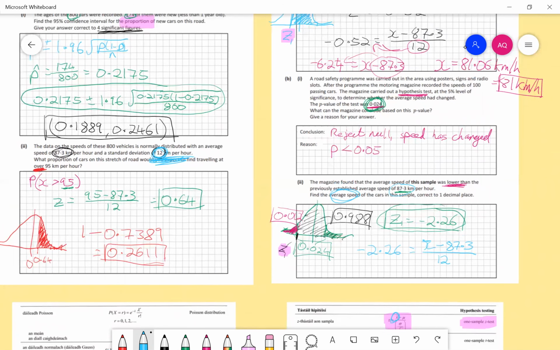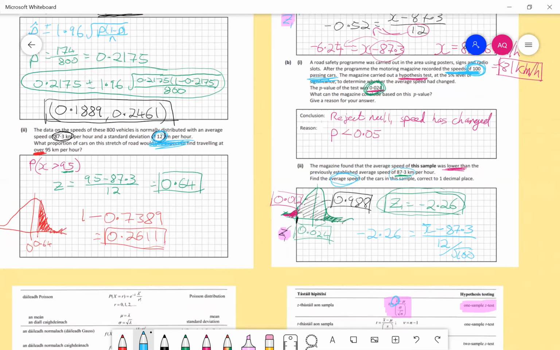And then our n is going to be how many were in the sample. So I think they told us this already, did they? So if I look up here, speeds of 100 passing cars. Okay, so that is the 100 up there, the amount in the sample. So that's over root 100. Now, looks a little bit messy, fractions within fractions. Root 100 is just 10 though. That's not too bad. 12 over root 100 is the same as 12 over 10, which is just 1.2. So I can take minus 2.26 and times it by 1.2, and I get minus 2.712.